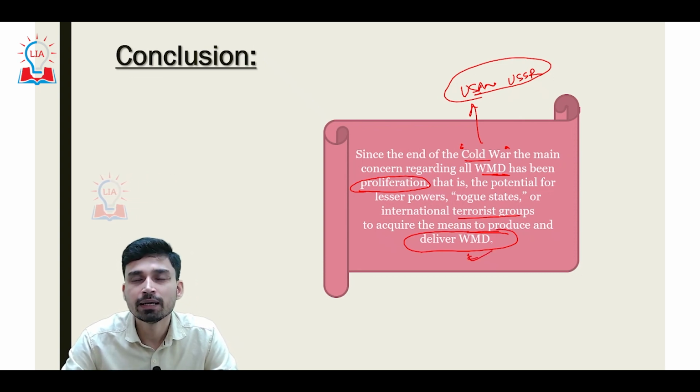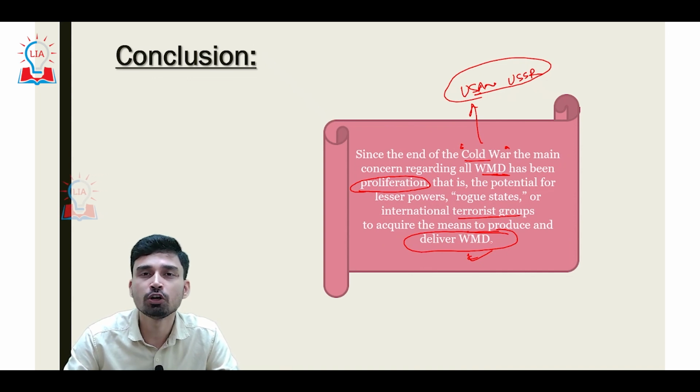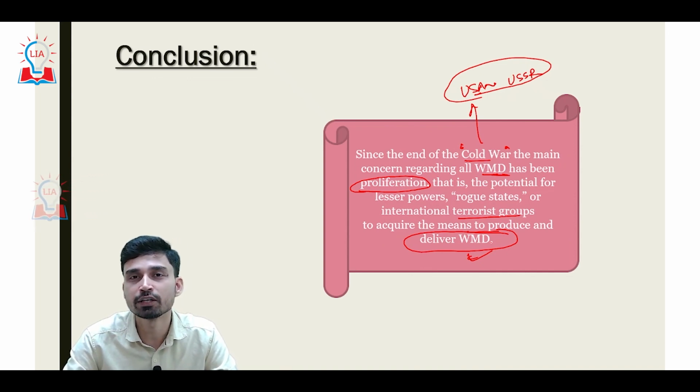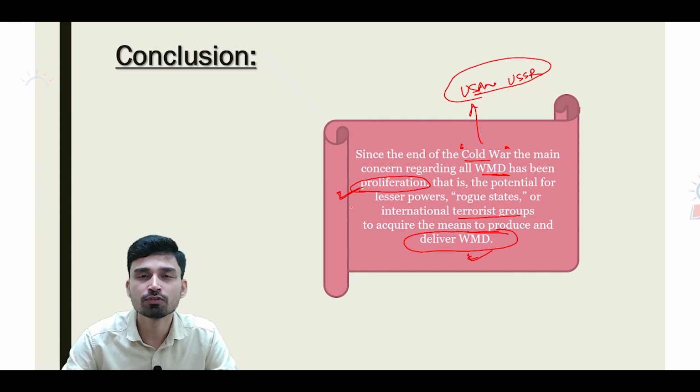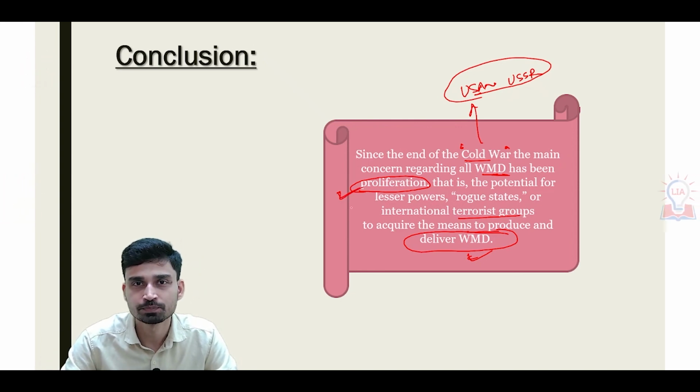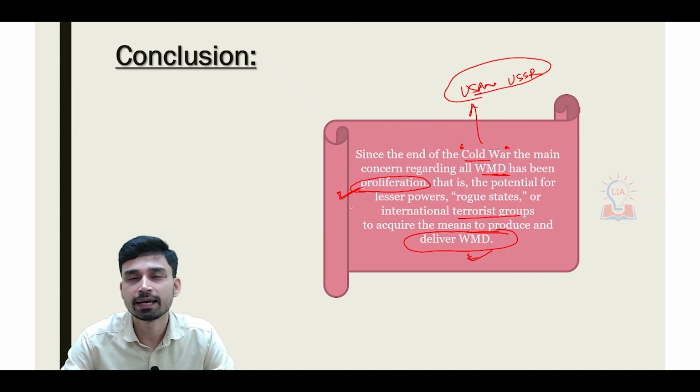And that is why the whole focus of international law regulations as well as the international bodies is to ensure that proliferation or the passage of such weapons to these groups does not occur. So that is all about India's WMD Act, why it has been amended, and a brief background about the WMD.